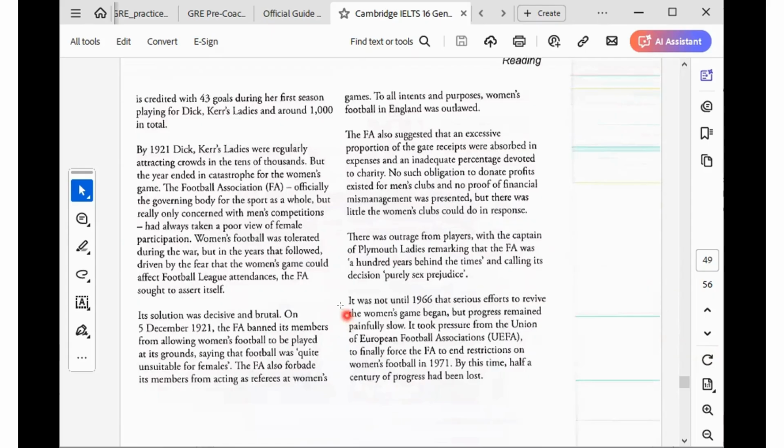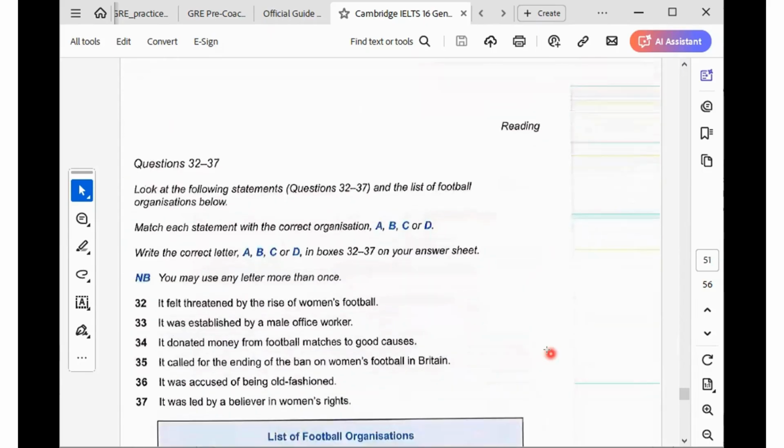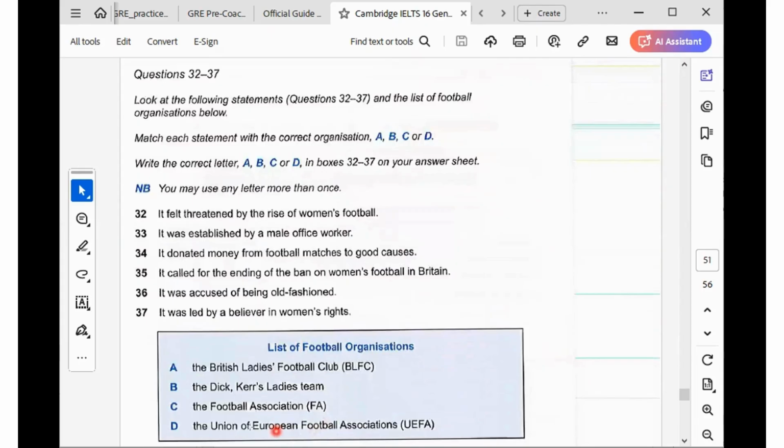Who called for the ending of the ban? Is it UEFA? It was not until 1966 that serious efforts to revive the women's game began, but progress remained painfully slow. It took pressure from the Union of European Football Associations to finally force the FA to end restrictions. Yes, that's it. UEFA called for the ending of the ban. Number 35 is going to be D.